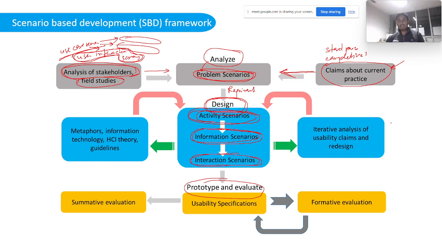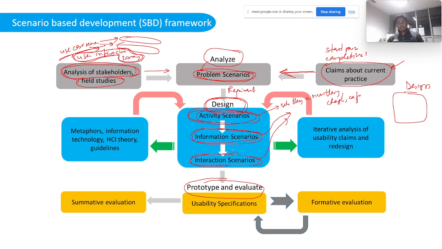So for this particular medical device, designing activity scenarios means activity-wise, the user can select therapy, run therapy, and change or configure therapy. Those are activities. Information scenarios mean what sort of information the user will require in this scenario. Similarly, interaction scenarios cover how these therapies will be implemented. All those scenarios will be designed in the design phase.